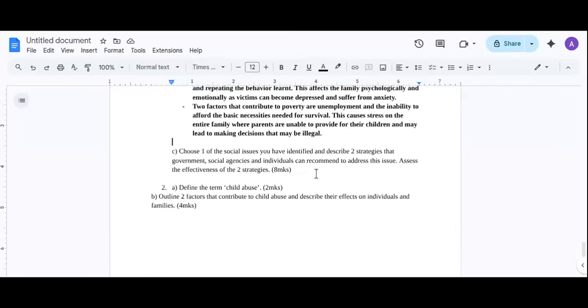Choose one of the social issues you have identified and describe two strategies that government, social agencies, and individuals can recommend to address this issue. Assess the effectiveness of two of these strategies. So, one of the social issues, and you are going to give two strategies that government, social agencies, and individuals can recommend to address this and assess the effectiveness of the two strategies.